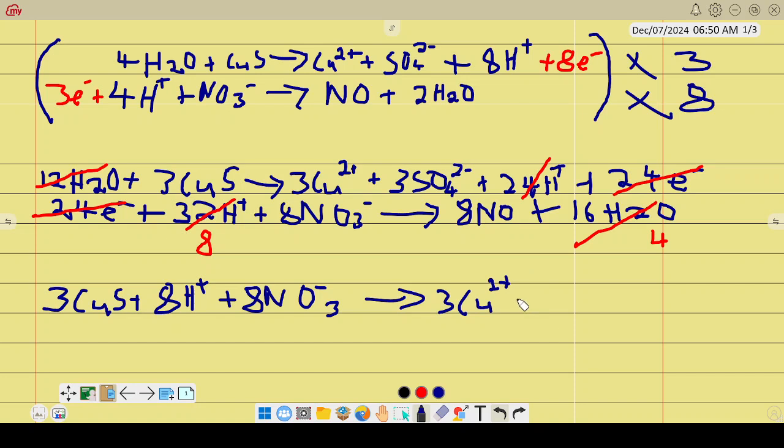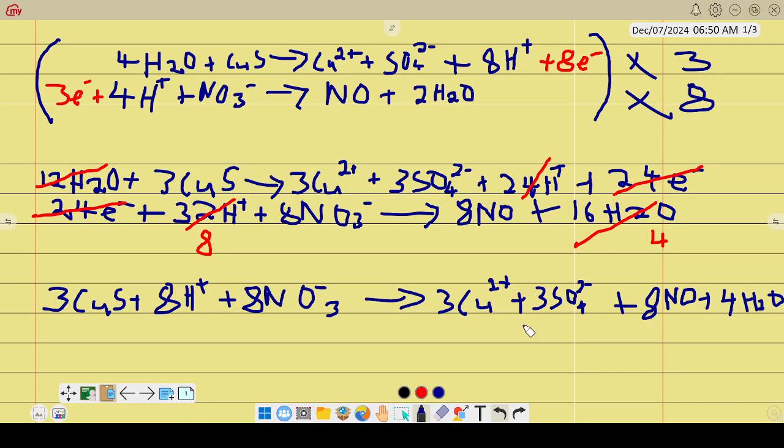I'm now writing things on the right hand side, and 3 sulfate ion. The hydrogen ions went, electrons all cancelled. We have 8 nitrate, and we have 4 water molecules. Alright, so this is the balanced redox reaction.